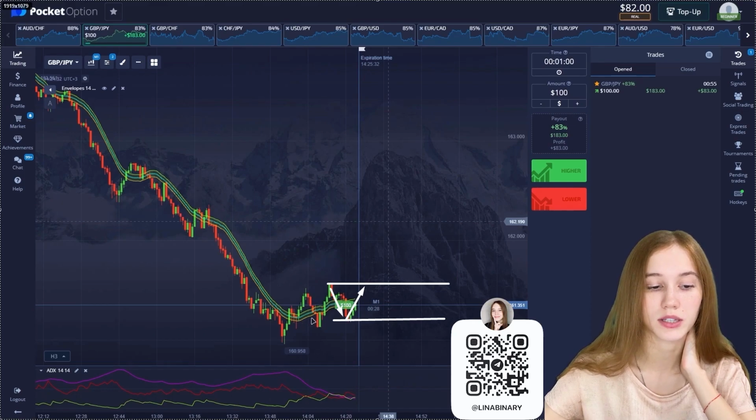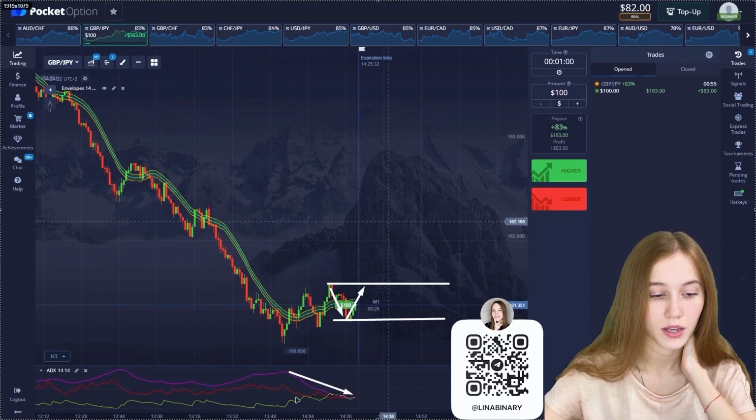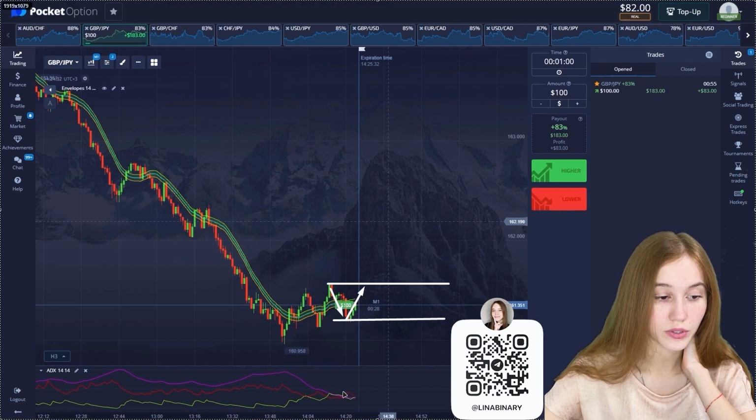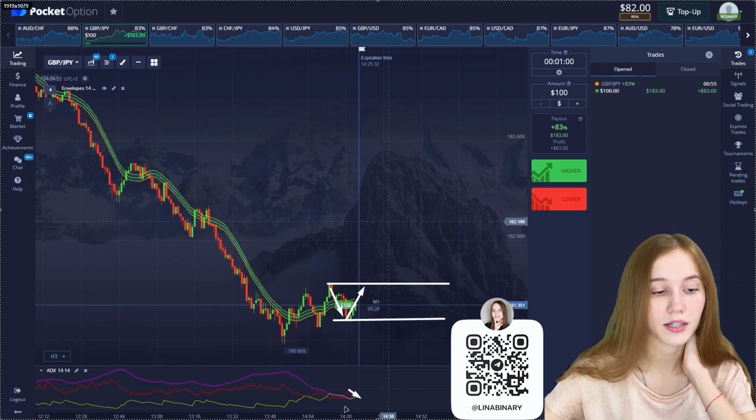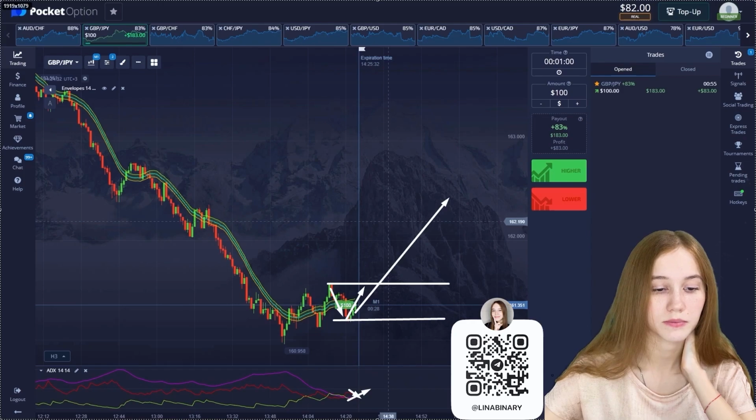There was a sharp decline and a very long one, and now the market will begin to recover. The red line is directed downwards and the green line is directed upwards. This is good. We see a trend reversal and 5 seconds left until the end of the deal.